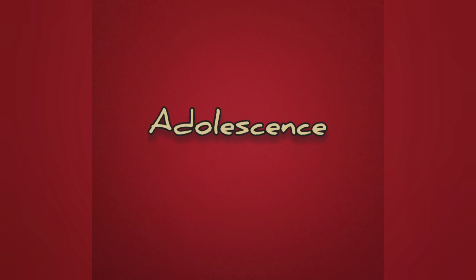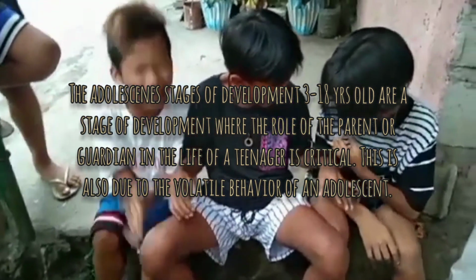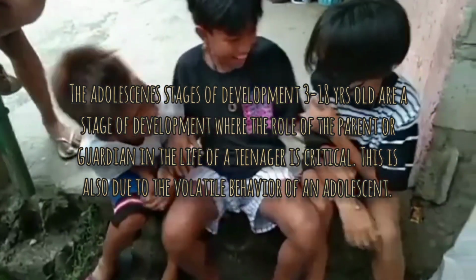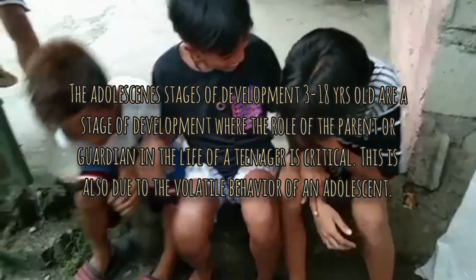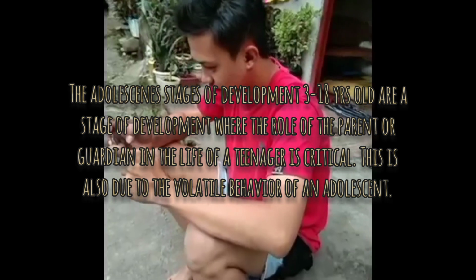And the next one is adolescence. The adolescent stage of development, 13 to 18 years old, is a stage where the role of the parent or guardian in the life of a teenager is critical. This is also due to the volatile behavior of an adolescent.